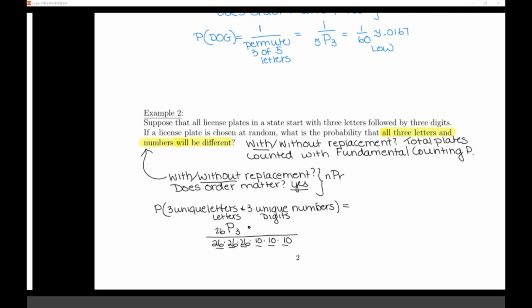Same thing with the digits. You've got 10 of those and you want to permute 3 of them. So you pick a digit, it goes on the plate, and then you throw that digit out of the pool. You pick a second digit and so forth. That's going to be the same as 10 times 9 times 8. Everybody see how we set it up?